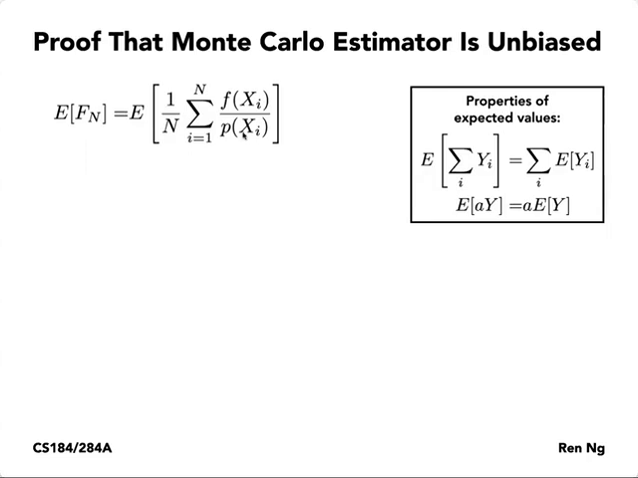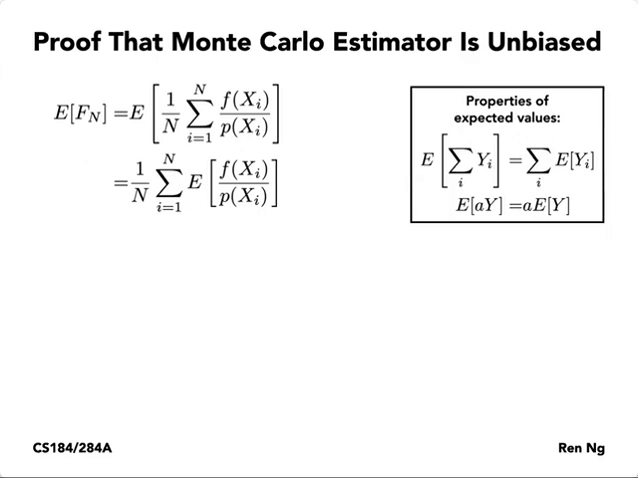Let's go back over here. We have the expected value of this definition of the general Monte Carlo estimator. We can use these two properties to do two things. We can use the second property to pull the 1/n outside, and we can use the first property to push the expectation inside the summation. So now we have the expected value of this Monte Carlo estimator is equal to 1/n times the summation from i equals 1 up to n of the expected value of f of x sub i divided by p of x sub i.